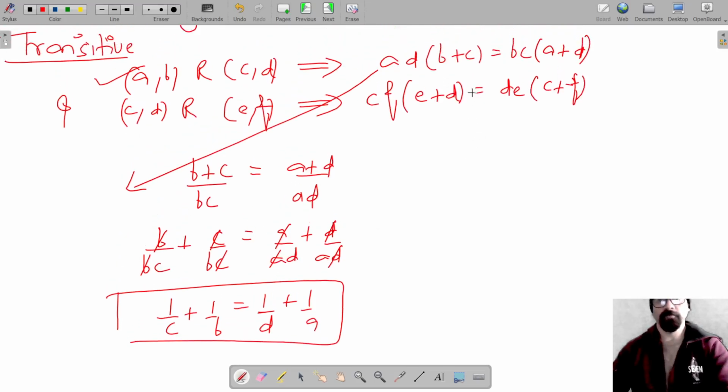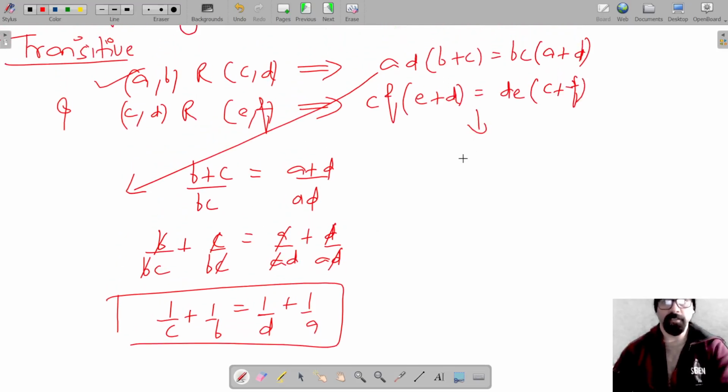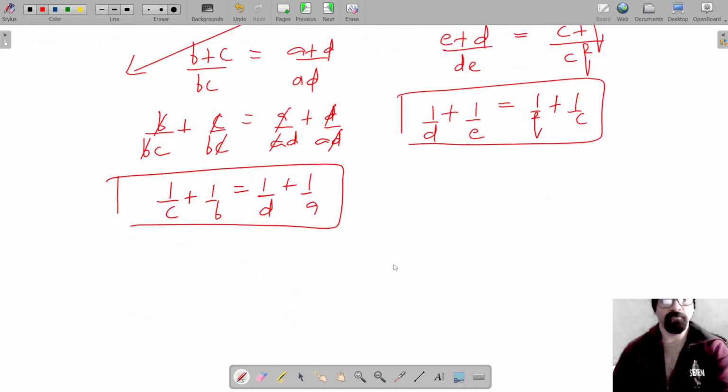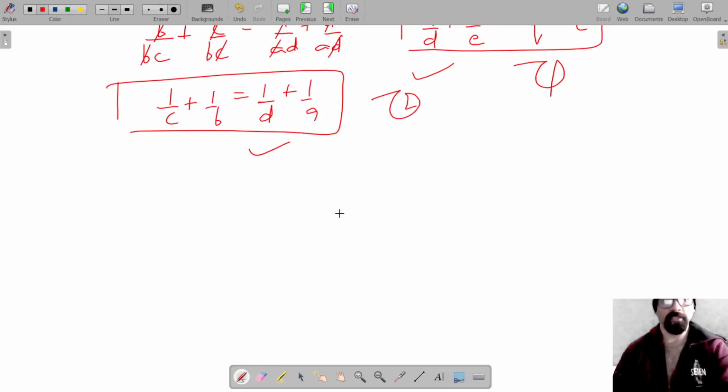Next, if I use this one, I can write it as (E plus D) upon DE is equal to (C plus F) upon CF. So this becomes 1 by D plus 1 by E is equal to 1 by F plus 1 by C. So I have these two. Let this be equation 1, this be equation 2. Now I am going to add these two results.